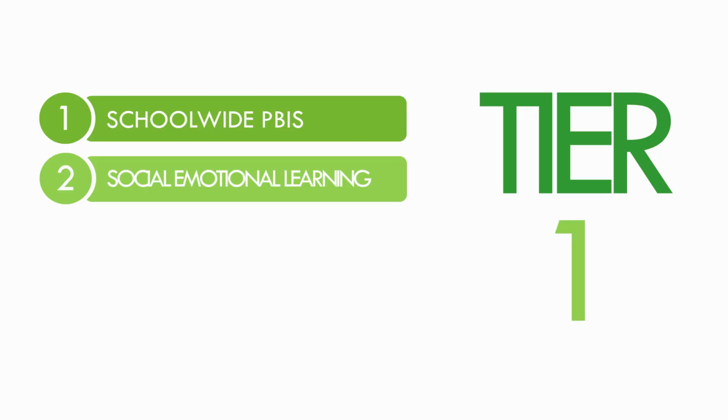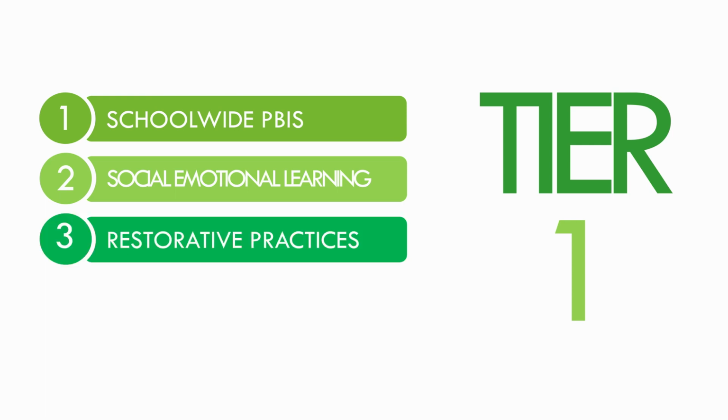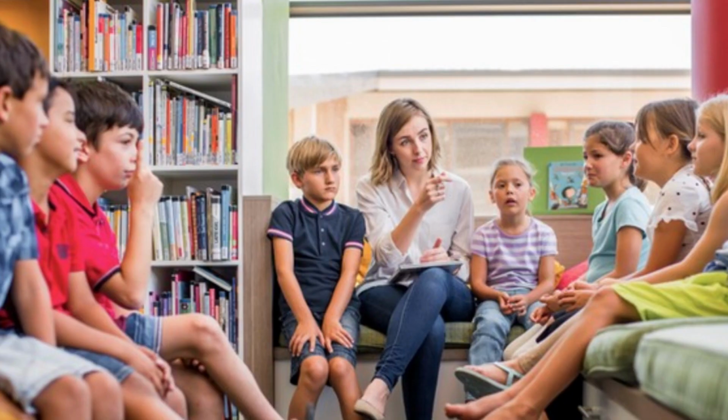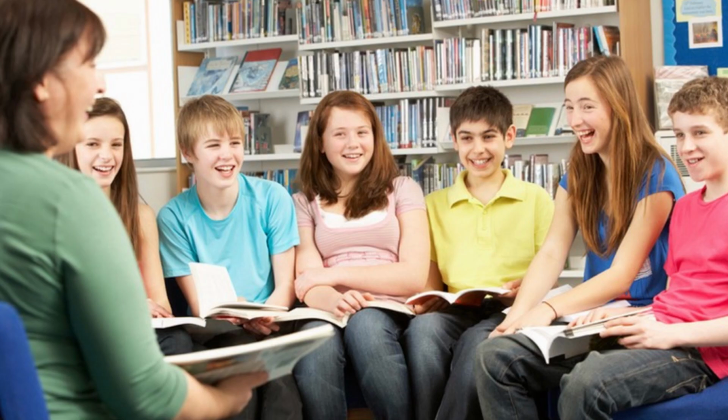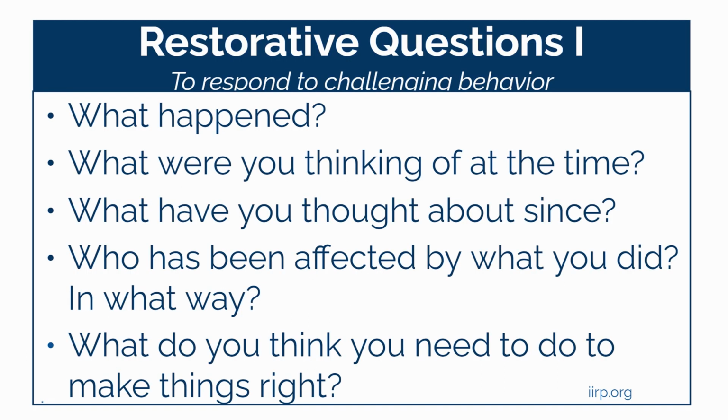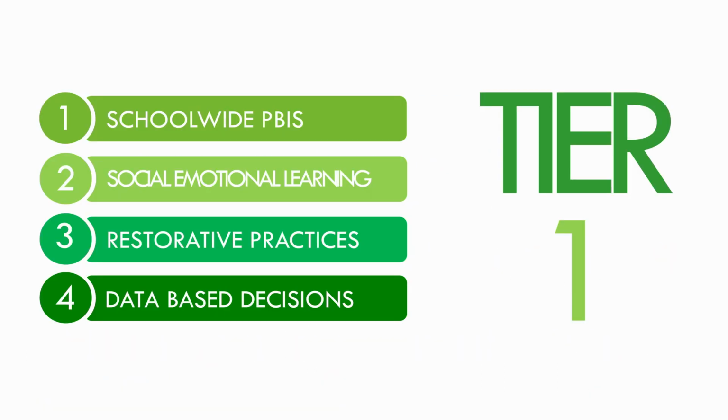You're teaching social-emotional learning regularly in the classroom, like Second Step. You're also implementing restorative practices, which at Tier 1 includes facilitating classroom circles for community building, instruction, and solving problems as a class. You're also using affective language, like making affective statements and asking restorative questions. And finally, you make data-based decisions.